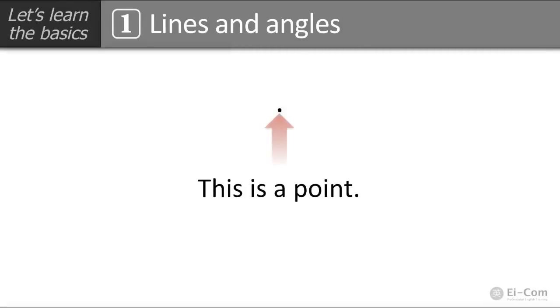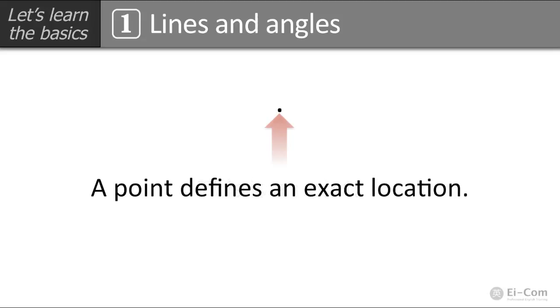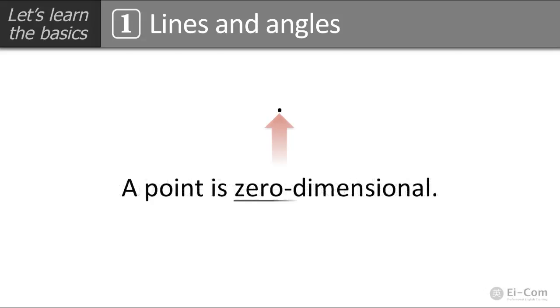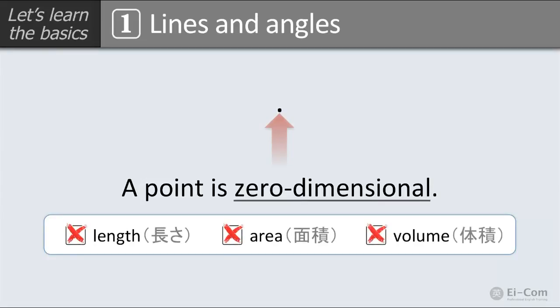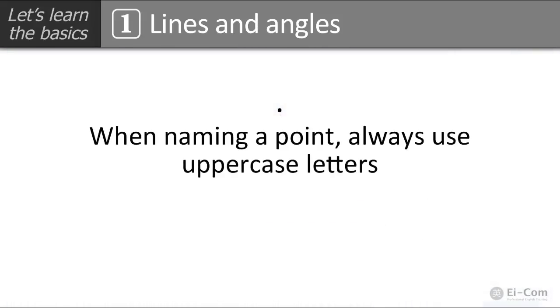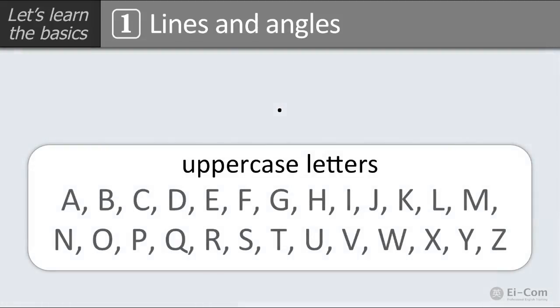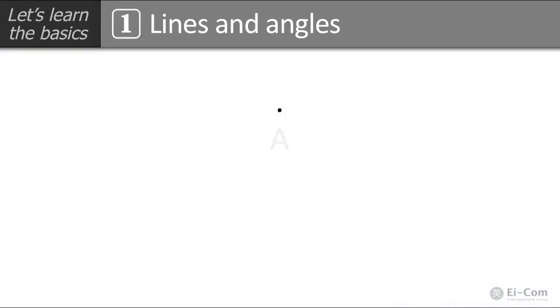This is a point. Shown as a dot, a point defines an exact location. A point is zero-dimensional. That means that it has no length, no area, and no volume. When naming a point, always use uppercase letters. Here are all the uppercase letters that can be used to name points. So let's call this point A.